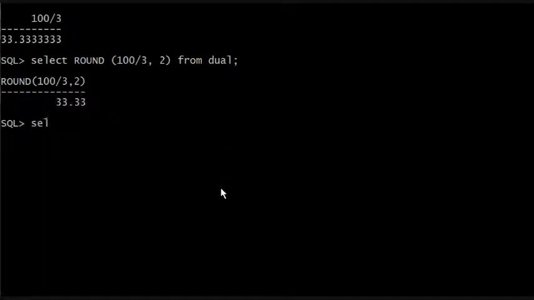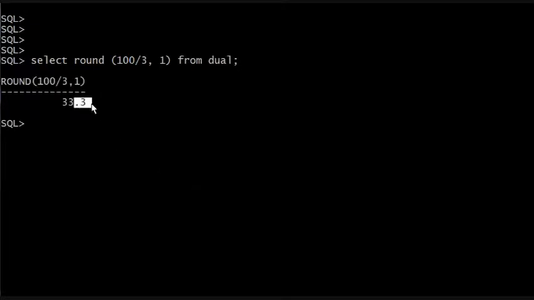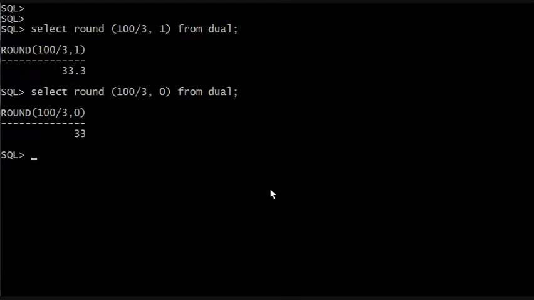Let's say I do select round 100 divided by 3 to only 1 decimal place from dual. That's interesting. I did not mean to do that. Let's clear the screen. Select round 100 divided by 3, 1 decimal from dual. Now it's only 1 decimal. What if I wanted to say to a whole number? I'm going to hit the up arrow on the keyboard, change it to a 0 to a whole number.